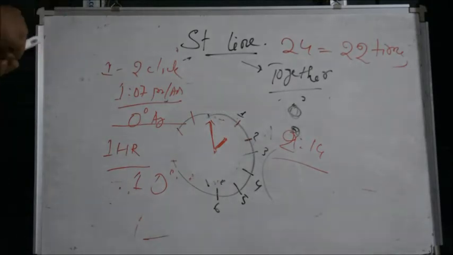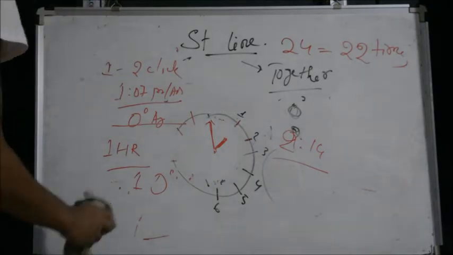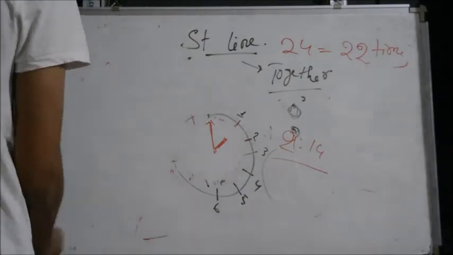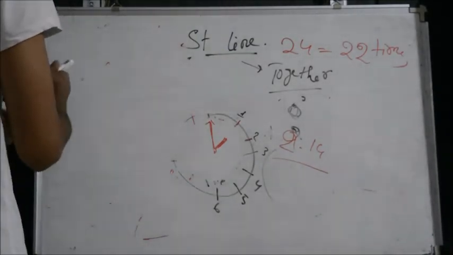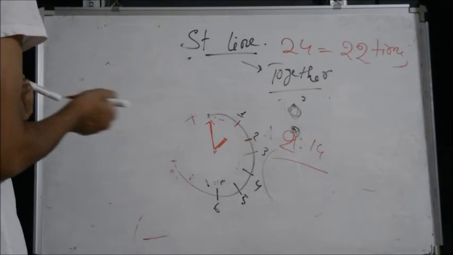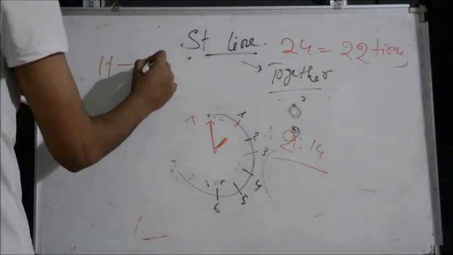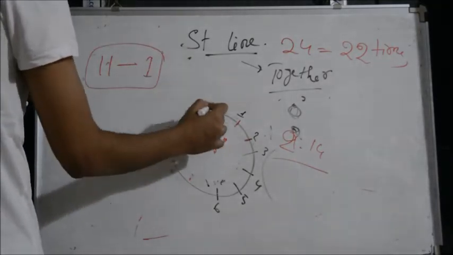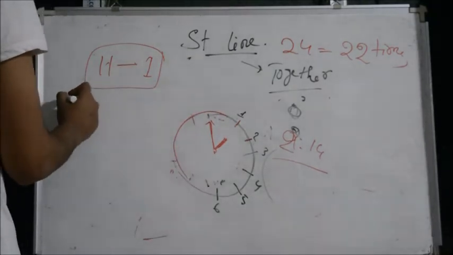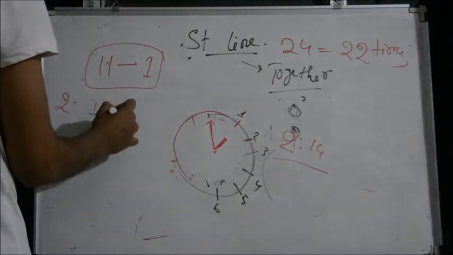Now, there is also an exception for 0 degree angle, and that exception time is from 11 o'clock to 1 o'clock. From 11 o'clock to 1 o'clock, this is an exception time. In 2 hours, we will get only one 0 degree angle.